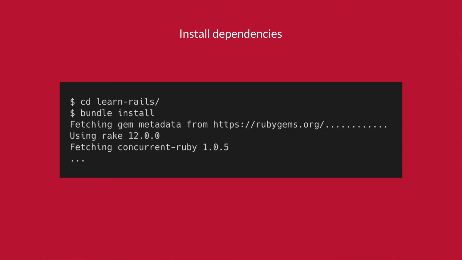You can see that I've changed into the directory of the new application that I've cloned to my machine, and now I'm running bundle install. You can see from the output on the console that it's fetching data about the gems, and then it's using rake, and it's installing all of our gems.